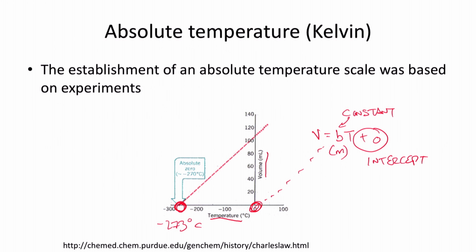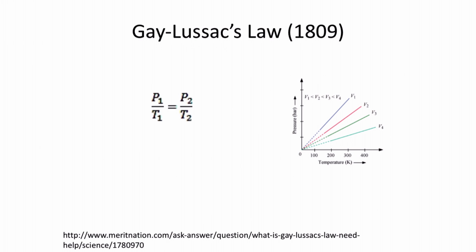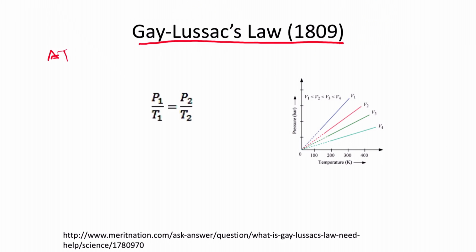Okay. So the next experiment or observation was really put forth by Gay-Lussac. In 1809 Gay-Lussac came up with something called Gay-Lussac's law. And this is really the only other combination, right? We looked at pressure and volume, that was Boyle. We looked at volume and temperature, that was Charles. And now we're going to look at pressure and temperature, which is Gay-Lussac. So this is at constant volume. The fancy word for this is isochoric.